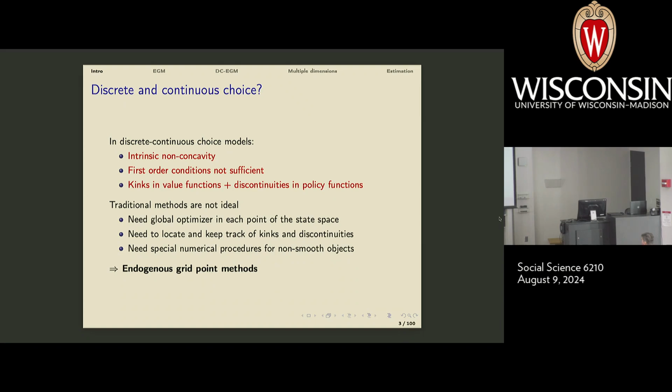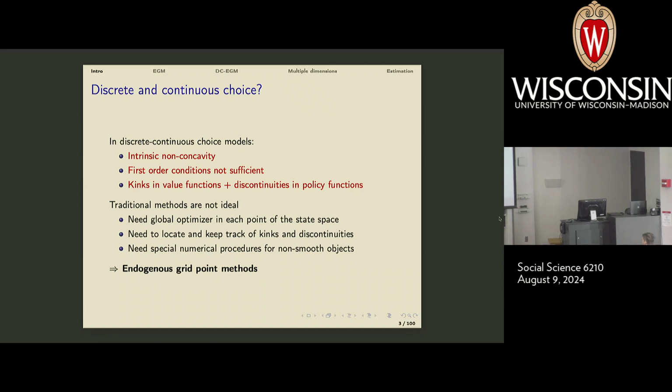If we try to jump at this at face value, then we will need a global optimizer at each point of the state space in order to find the global maximum over the continuous choice in the presence of local optima, which is what you have to face in the non-concave problem. We may have to locate and keep track of the kinks and the discontinuities in all these different objects that we work with.